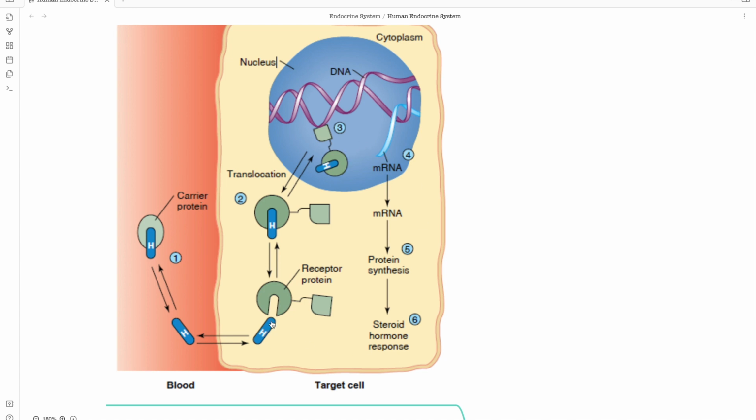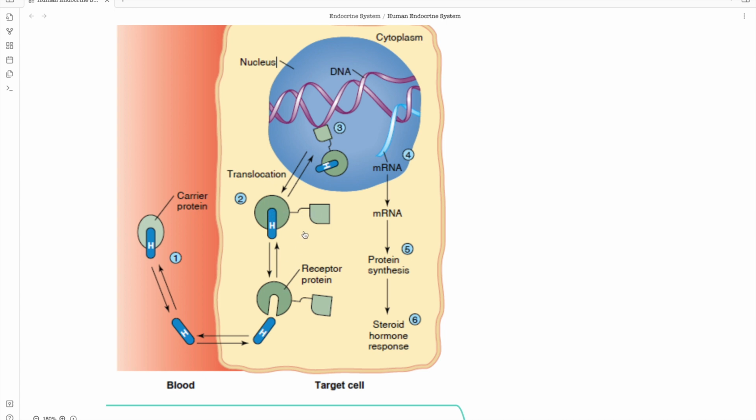Now in the target cell cytoplasm, the steroid hormone binds with a receptor protein. For now, just have a look that this receptor protein contains two parts. This is one part and this is the second part. So the hormone can come and bind with this round shaped part, and then it forms the HR complex, or hormone receptor complex.